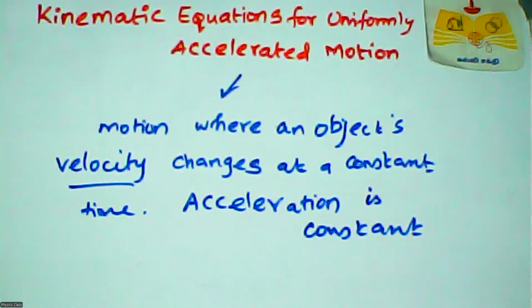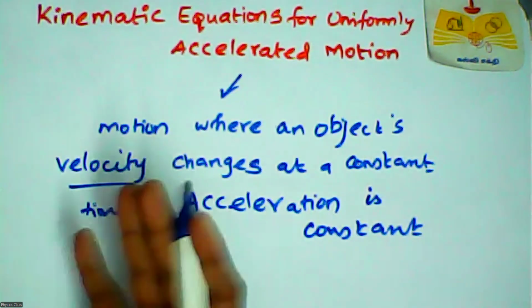Velocity, as you already know in terms of speed, is a vector quantity. It has value and direction. So it changes at a constant rate. For 1 second, one object's velocity is 2 meters per second, and for another 1 second, again 2 meters per second. Like that, velocity changes at a constant rate, meaning acceleration is constant.